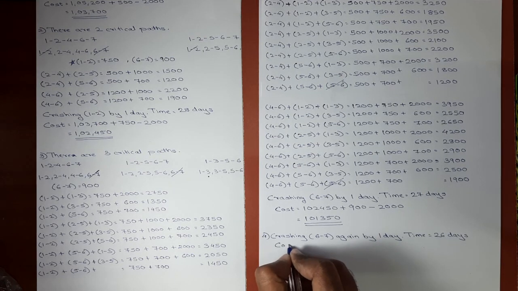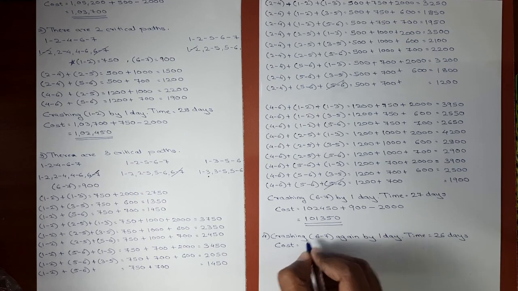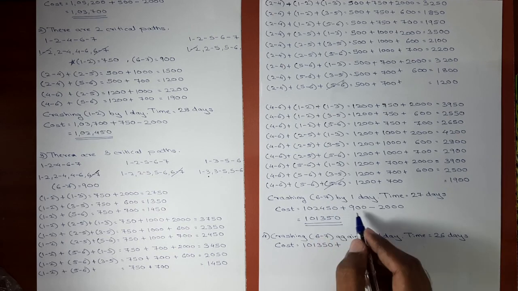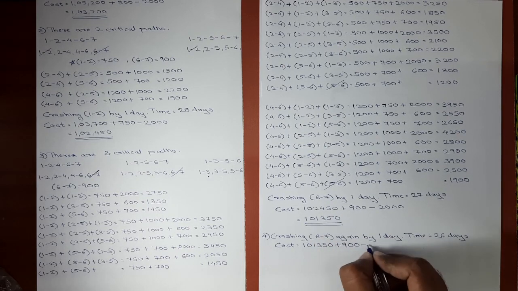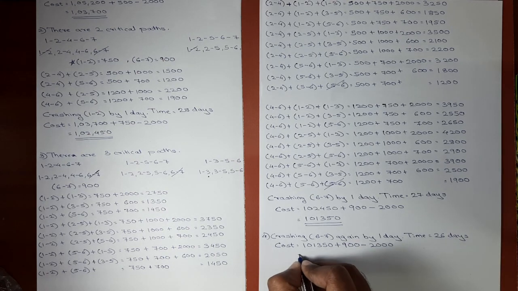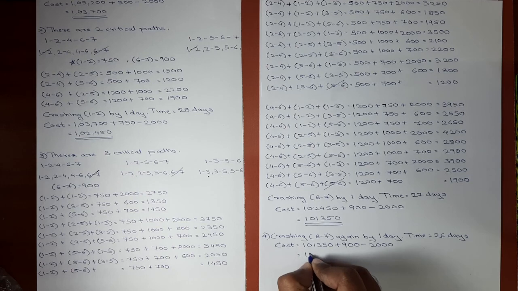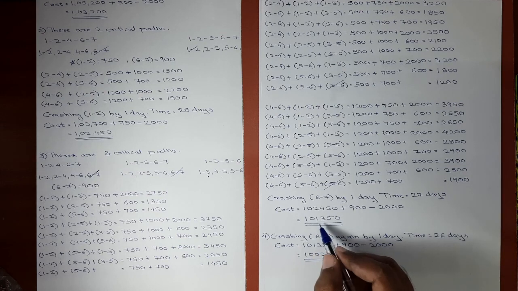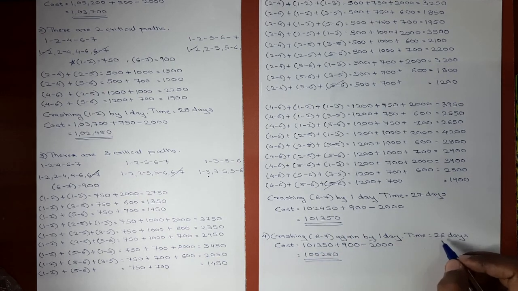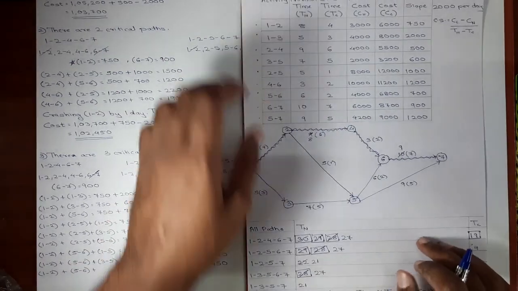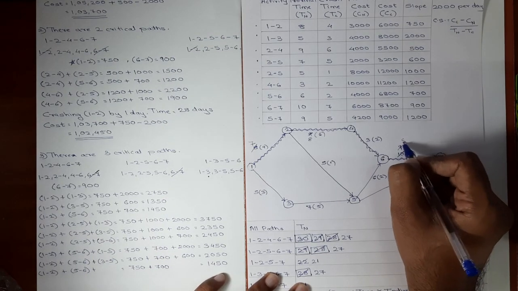Okay, so here the corresponding total cost will now be 1,01,350 plus cost slope of 6.7 is 900 minus indirect cost is 2,000. So here we get the answer as 1,00,250. Again the cost was reduced from 1,01,350 to 1,00,250 and time was reduced to 26 days. Activity 6.7 was crashed again. Okay, so we update it in the network diagram. Here it was 9, now it will become 8.